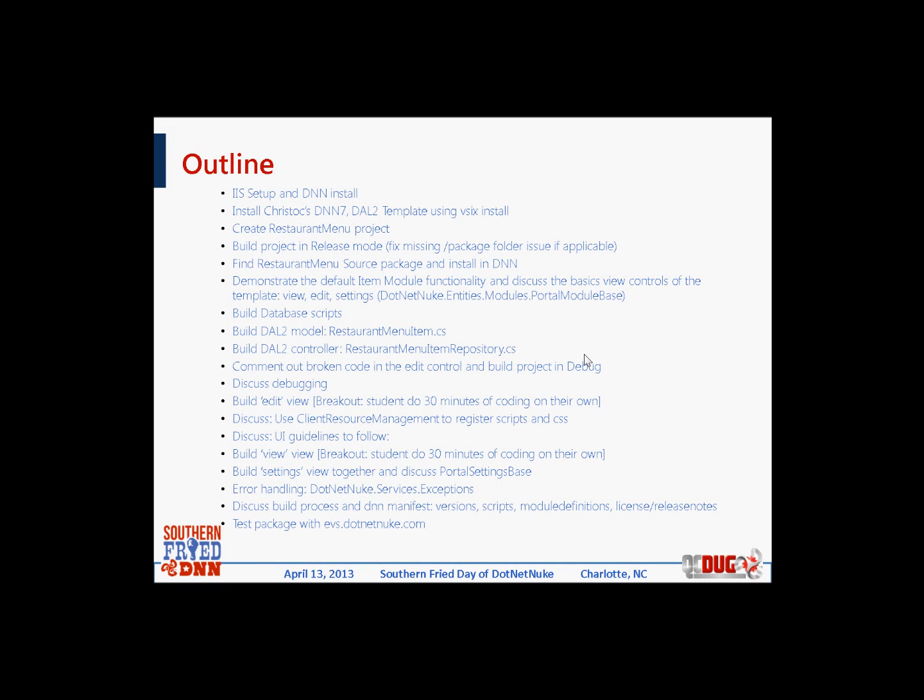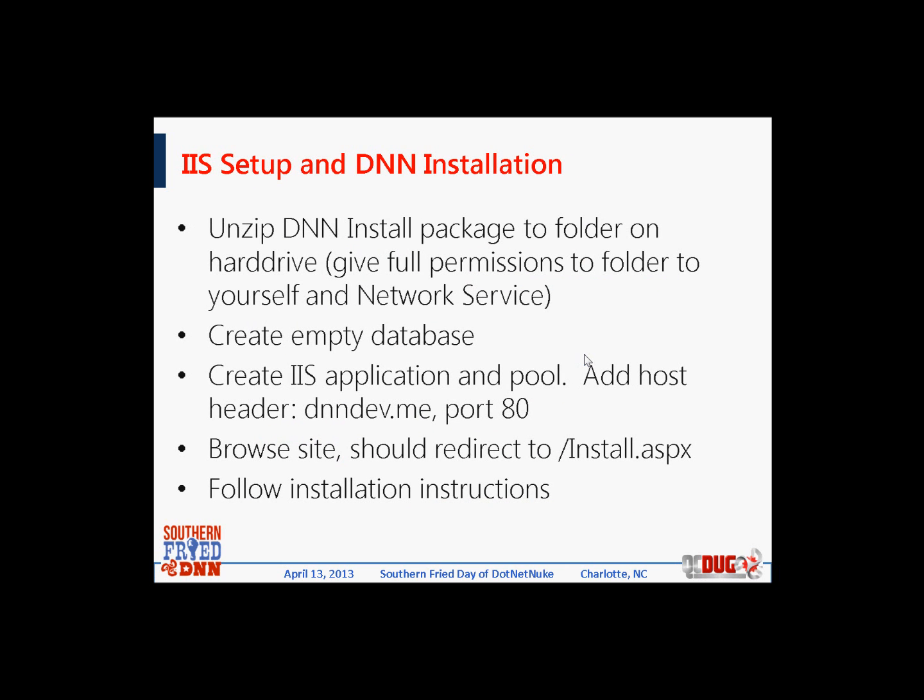So going back to the slideshow, the first thing we had to do to develop the module was, of course, install DNN. So we went out and installed the DNN install package, not the source, just the install package for the latest version of DNN 7. We put it in a folder on our hard drive, and made sure we gave full permissions to that folder to ourselves and to the network service. The only reason I give it to myself is for Windows 7, so it doesn't prompt me for admin rights.